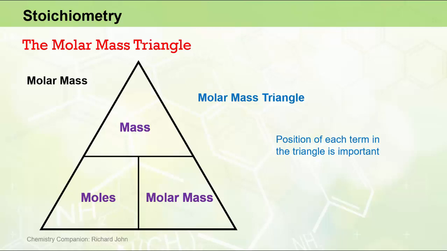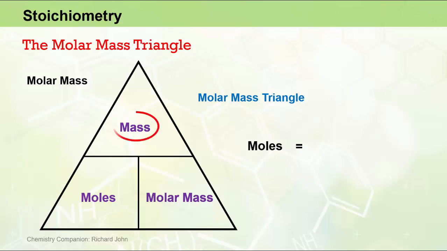And it turns out that the position of each of these terms or labels in the triangle is important. For example, if you wanted to make moles the subject of the equation, we would take moles out of the triangle and put it to the side. Now we can see that with the remaining terms, mass and molar mass, the term mass sits above molar mass in the triangle. And when we have moles as the subject of the equation, mass also sits above molar mass in the mathematical expression, giving us moles equals mass divided by molar mass.